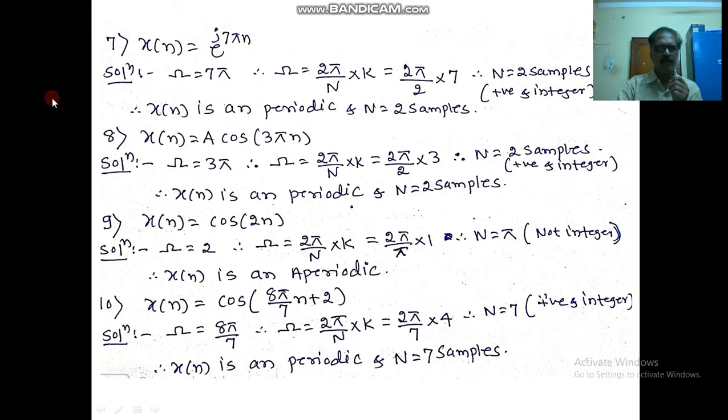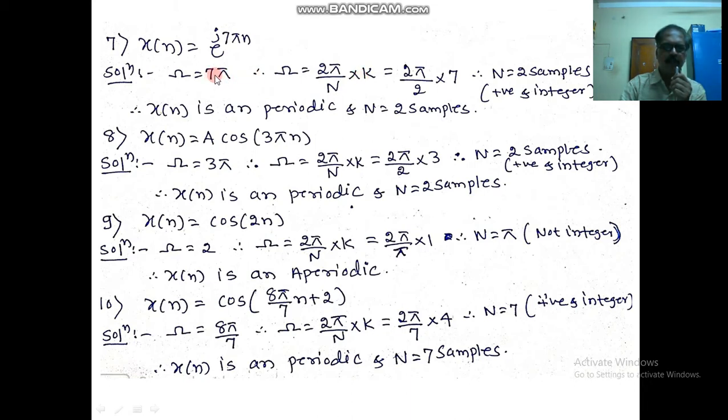Go for the 7th problem. x of n equals e to the power of j 7 pi n. So this is called a complex exponential signal. Here omega equals 7 pi. Therefore, I have to use the formula omega equals 2 pi by N into k. I have to make this 7 pi in the form of 2 pi by capital N into k. Here pi is there, but there is no 2.